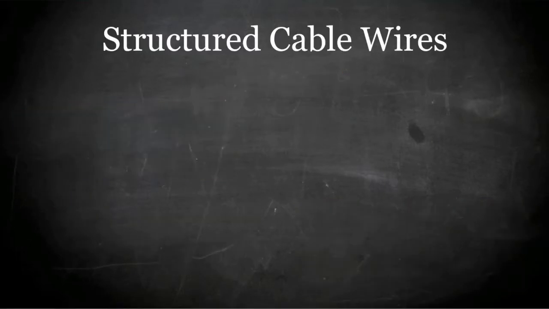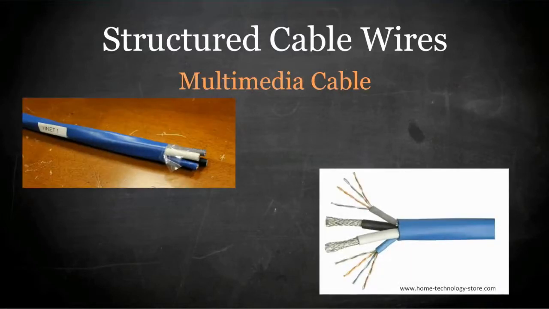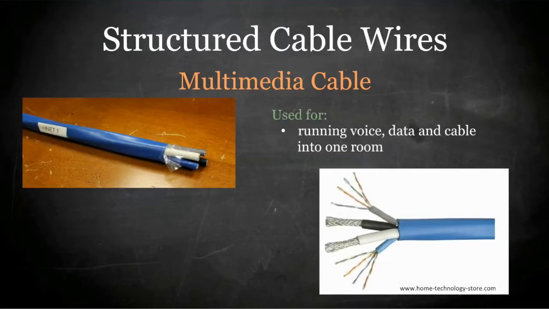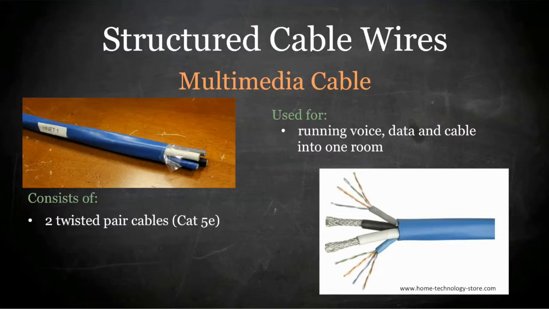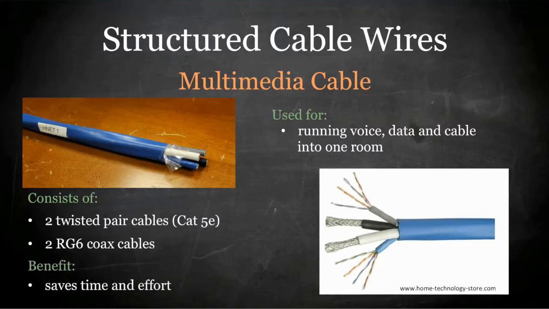The third and final type of structured cable wire you will use at Livewire is a multimedia cable. The multimedia cable is used to run voice, data, and cable into one room. It consists of 2 twisted pair cables, usually Cat5e, and 2 RJ45 coax cables. The benefit of using a multimedia cable is that it saves time and effort. Instead of having to run 4 separate wires, you can run this one wire and get the same result.